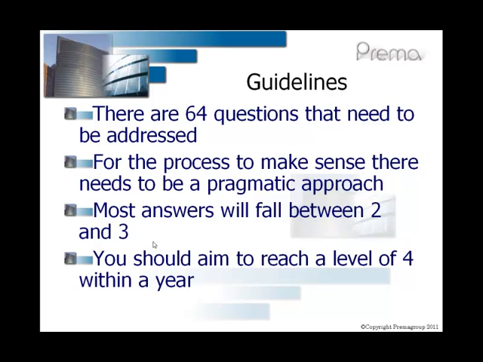So, giving you an example of the supplier assessment, they may have achieved ISO 20000, for example, but there are 64 questions that need to be addressed. And each question you can mark them 0 to 5. For the process to make sense, there needs to be a pragmatic approach in that you could get a score of 2.2 or 2.3 or 2.4. My advice is for you to stick to whole numbers, and this will be easier for you to gauge their progress as you move forward.